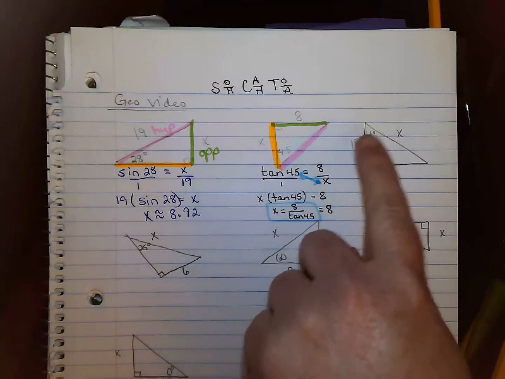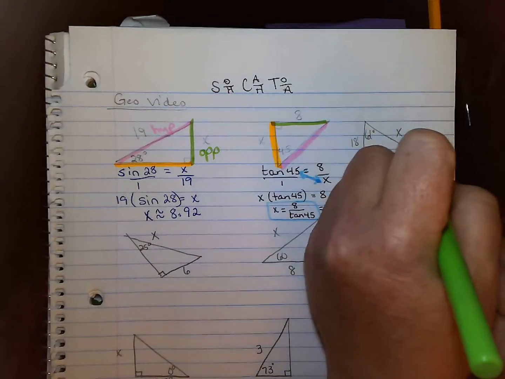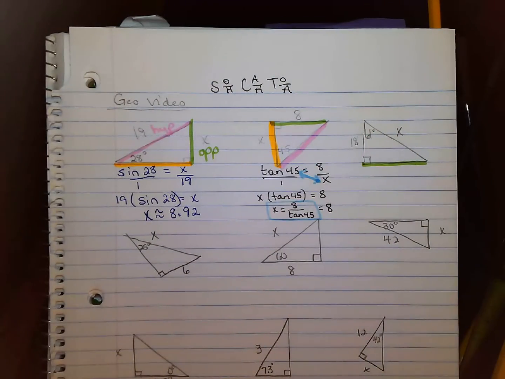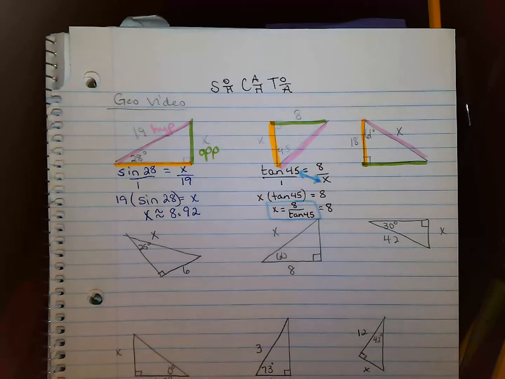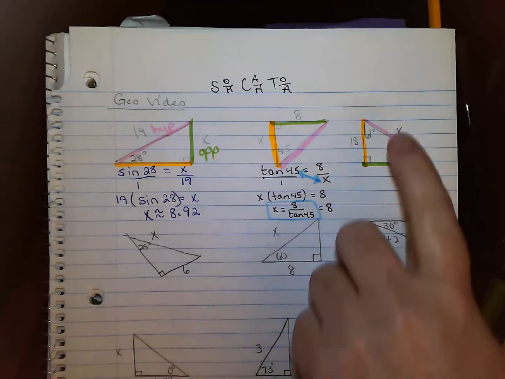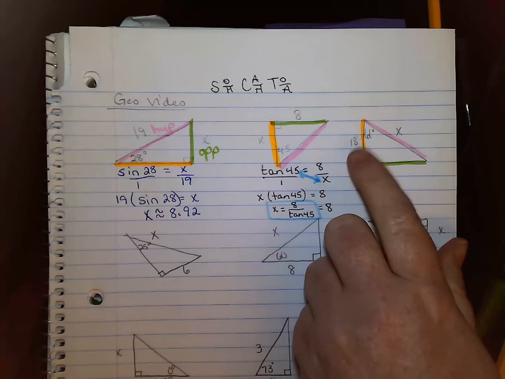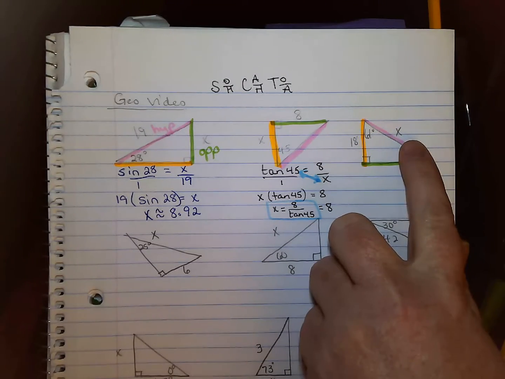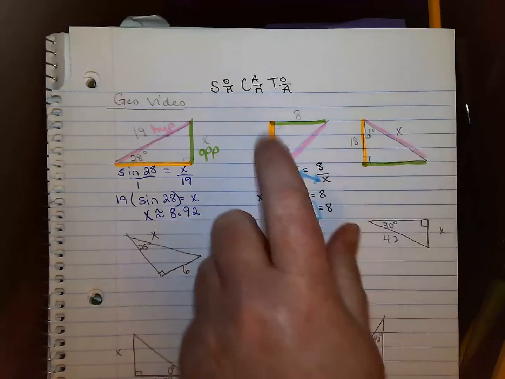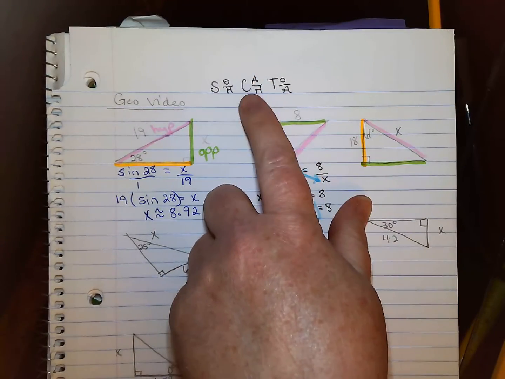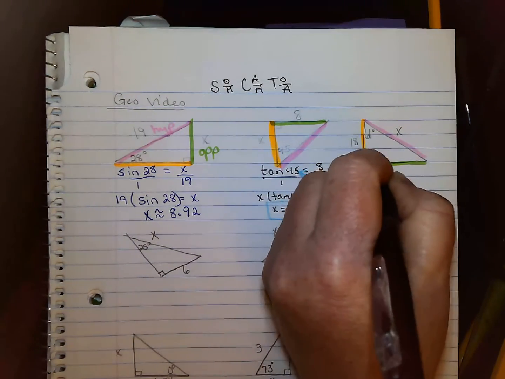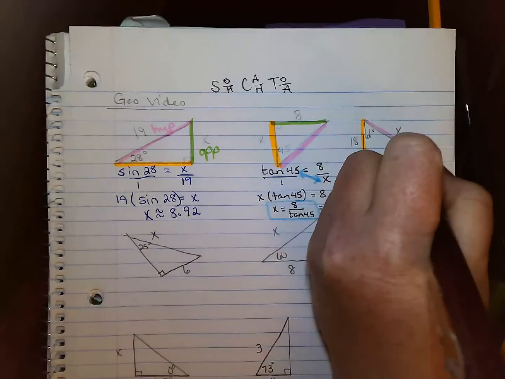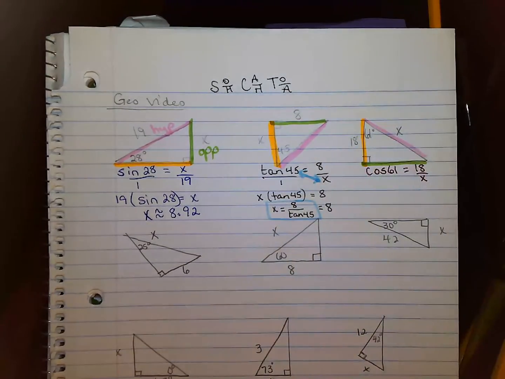Okay, so I've got a 61-degree angle, so I'm going to label my opposite side, my adjacent side, and my hypotenuse. I'm trying to use consistent colors throughout. So I have a 61-degree angle. I know my adjacent side, and I want to know my hypotenuse. So adjacent and hypotenuse is cosine. So this one, I'm going to set up a cosine problem. So cosine of 61 equals 18 over x.